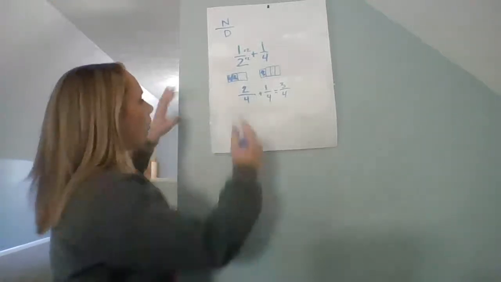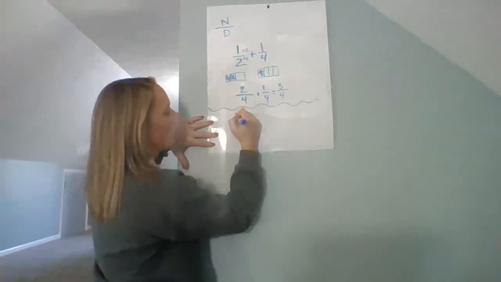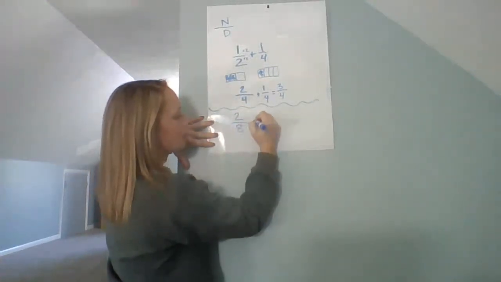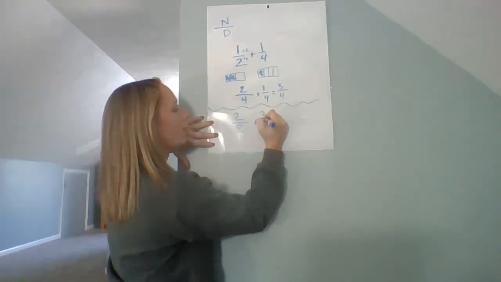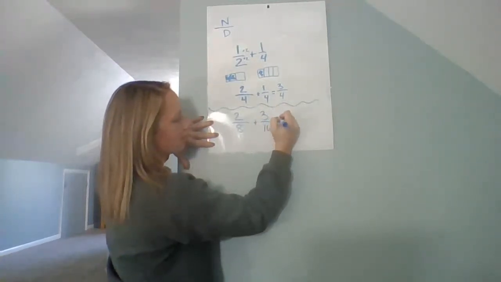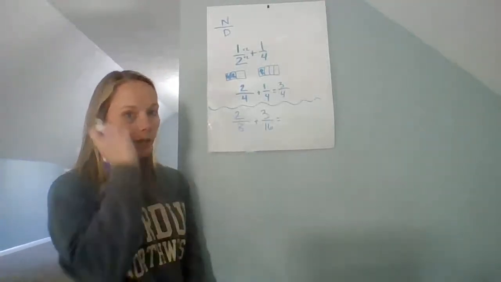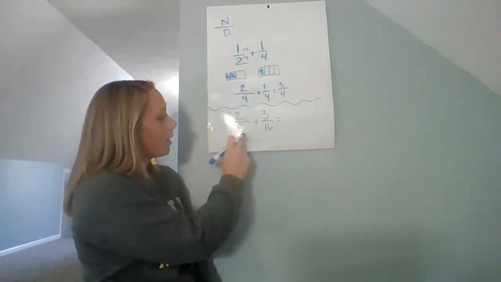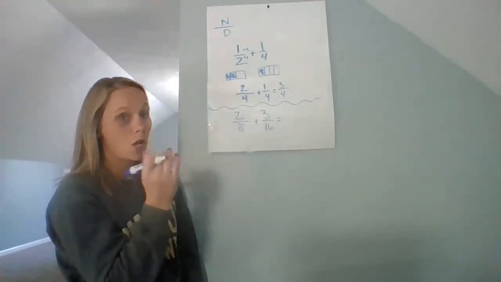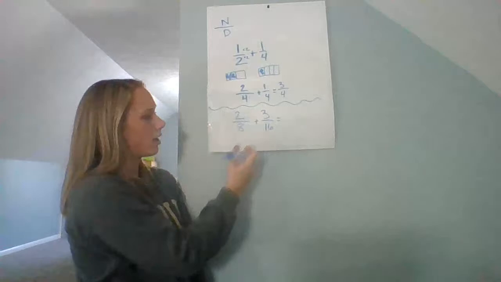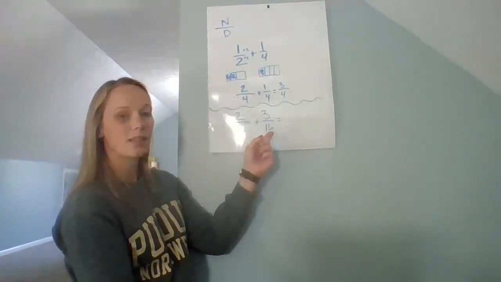All right, I want to try one more. Okay, we're going to do 2/8 plus 3/16. Ask yourself the question, are my denominators the same? No, 8 and 16 aren't the same. You guys know that. So what can I do to make this 8/16?